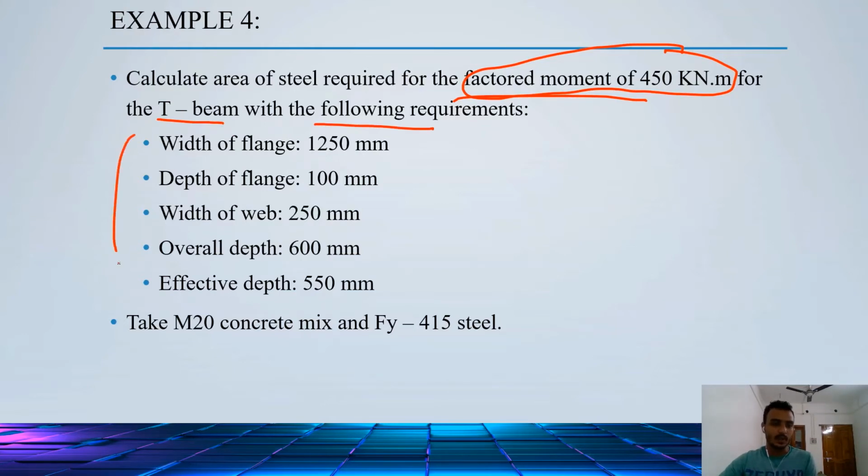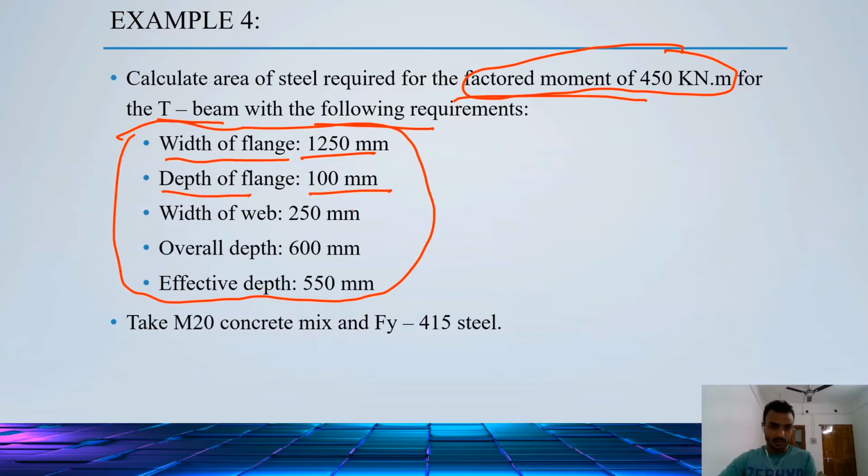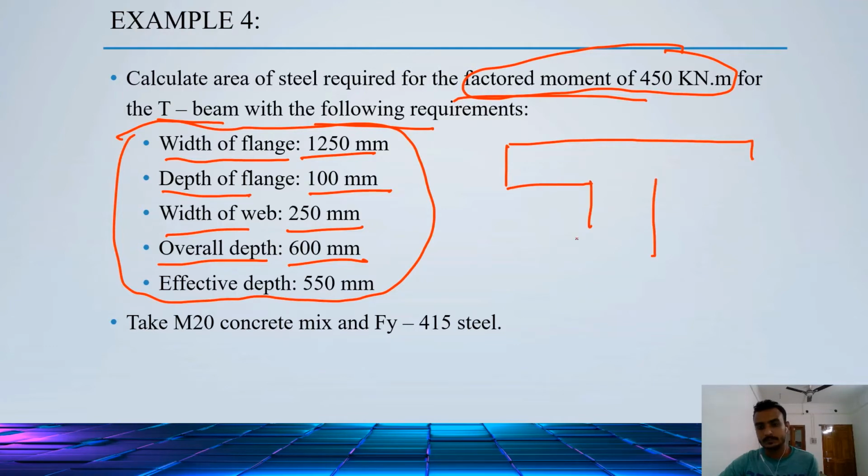These are the requirements. First is width of flange 1250 mm, depth of flange 100 mm, width of web 250 mm, overall depth 600 mm, and effective depth 550 mm. So by these requirements I can draw a T-beam.